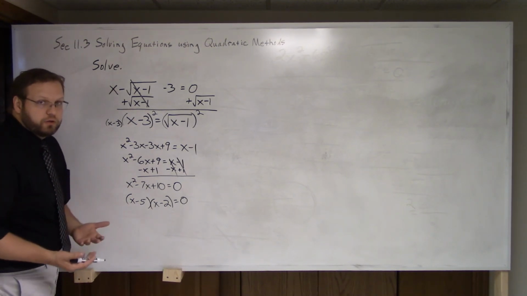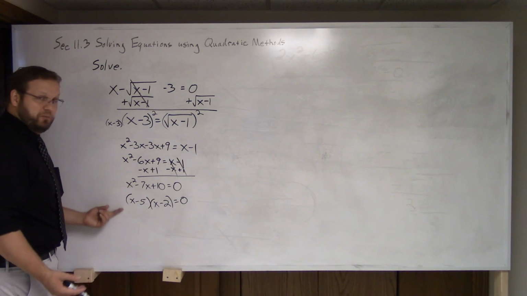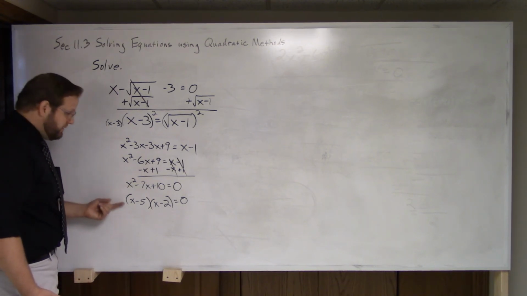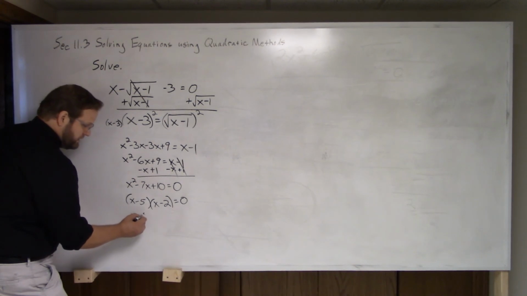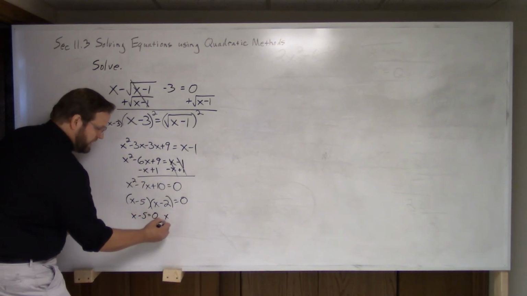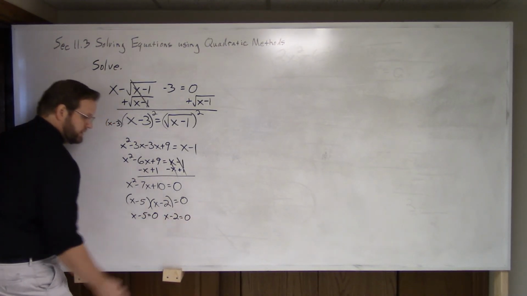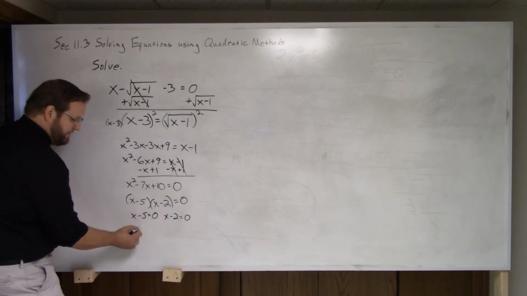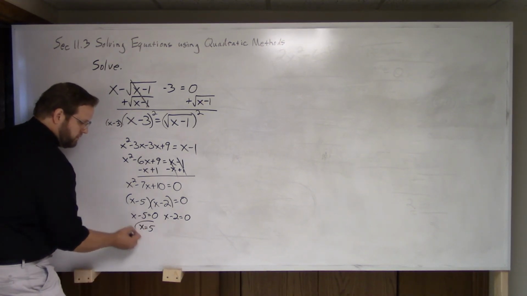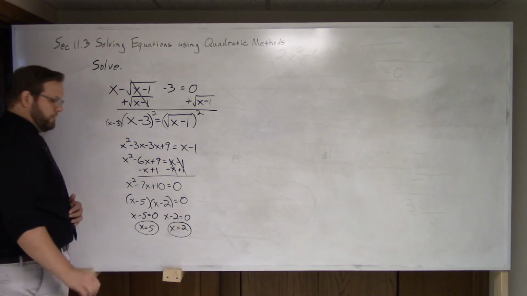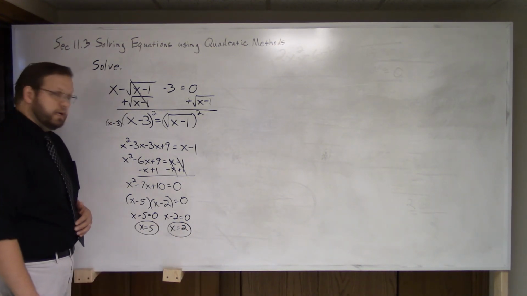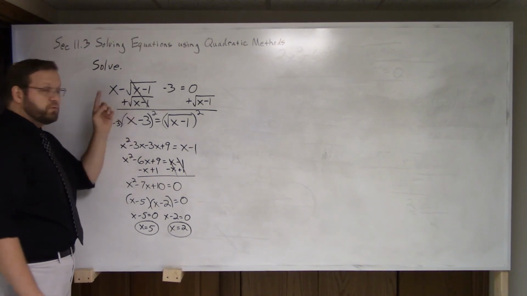Again, if you want to go to the quadratic formula, that's fine, but you'd still be writing the formula down. This will be quicker when it's factored. So x minus 5 is 0, x minus 2 is 0. I would add the 5, I would add the 2. And there we go.